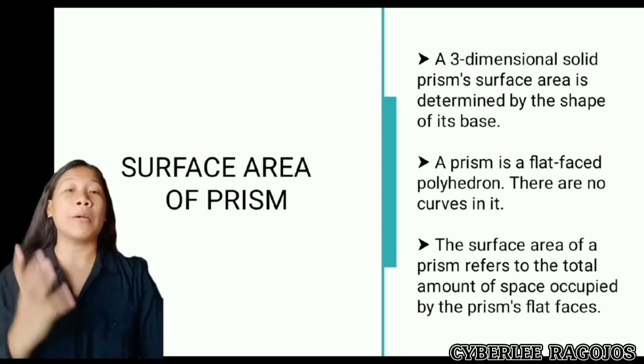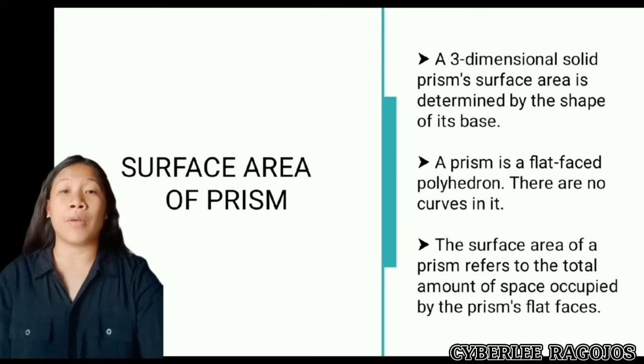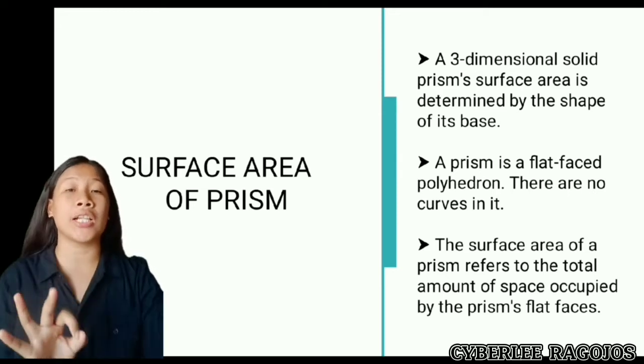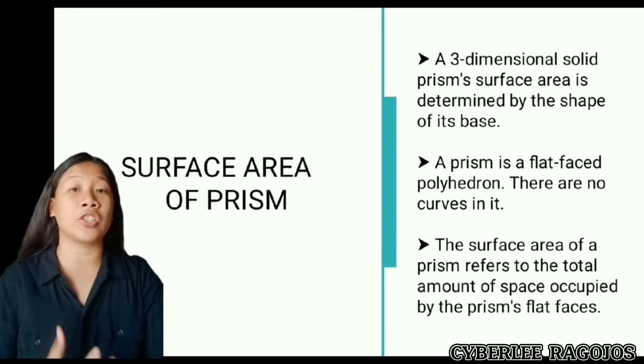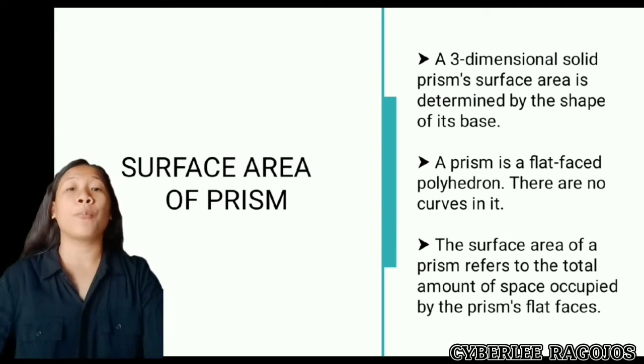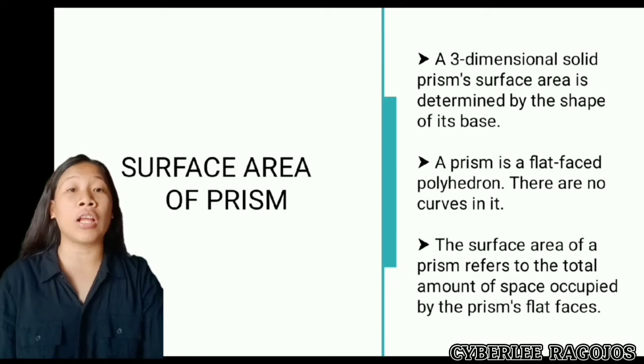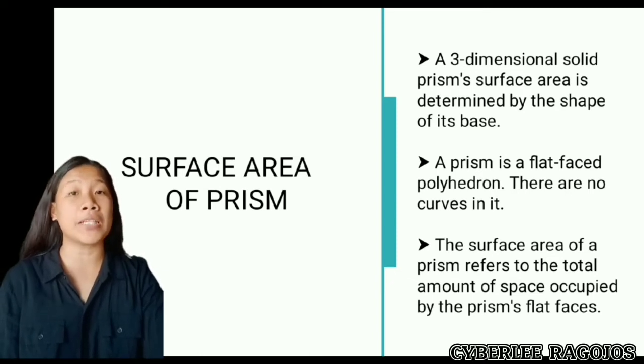So, ano nga ba yung surface area of prism? It is a three-dimensional solid prism whose surface area is determined by the shape of its base. A prism's surface area is the total area occupied by the prism's faces.